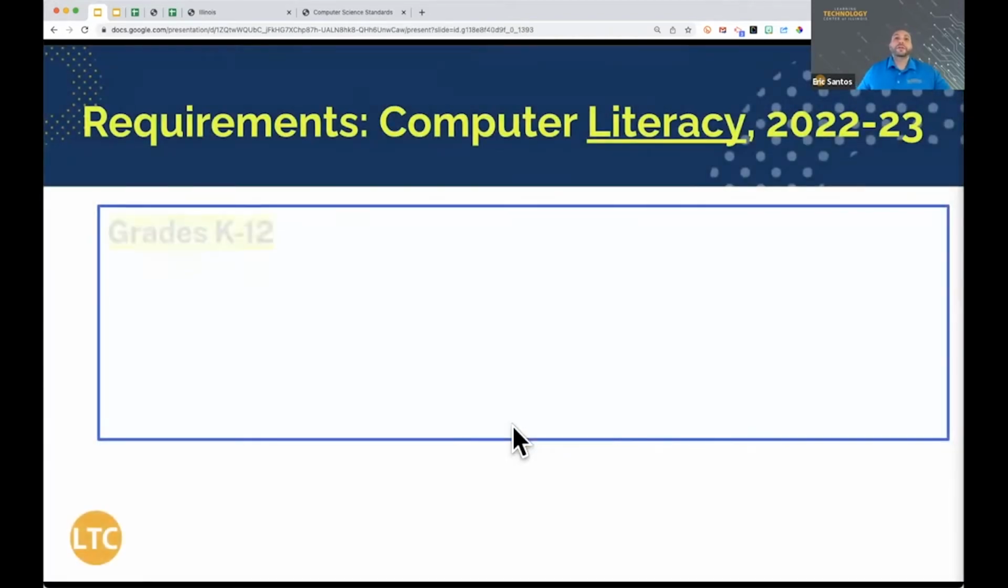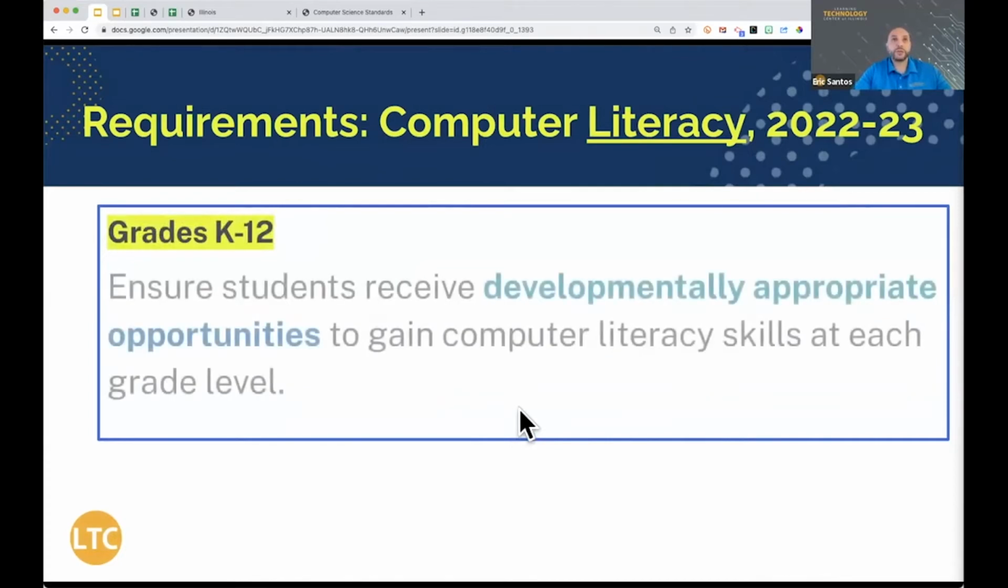Okay, further requirements. So that was just high school. For grades K through 12, the language states that we must ensure students receive developmentally appropriate opportunities to gain computer literacy skills at each grade level. That had been something that, if you were paying attention and knew about this legislation, was kind of up in the air. Like, what does that mean? What does developmentally appropriate look like? What are these opportunities? We need more guidelines.